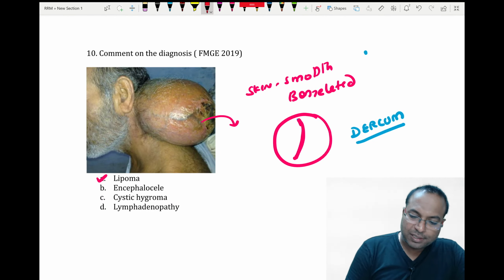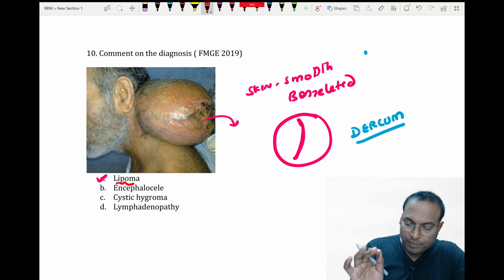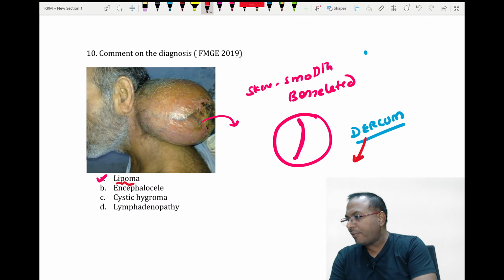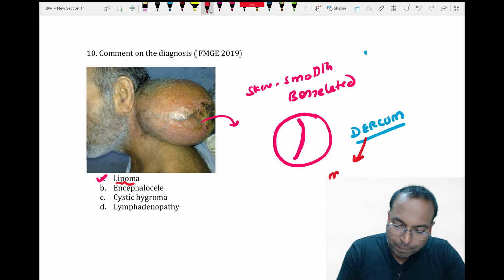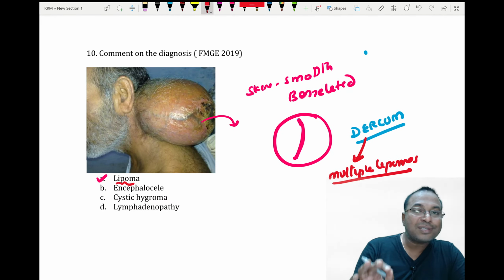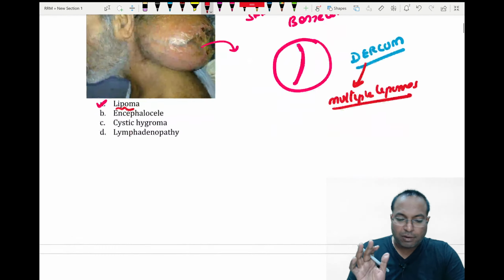So now let us come for the class. This is a lipoma. So lipoma is a universal tumor. Derkham's disease means what? Very good Aliya Khan. Very good Arman. That's multiple lipomas all over your body. Multiple lipomas all over your body is known as Derkham's disease. So this is a simple picture of lipoma.